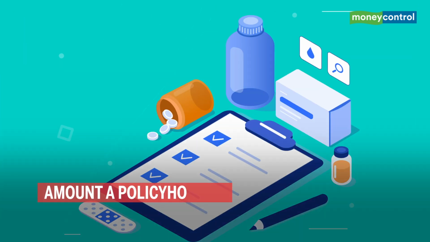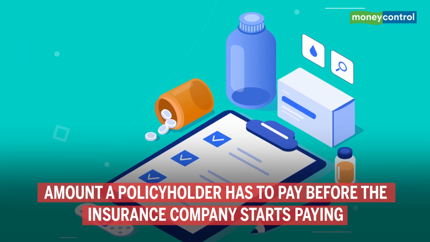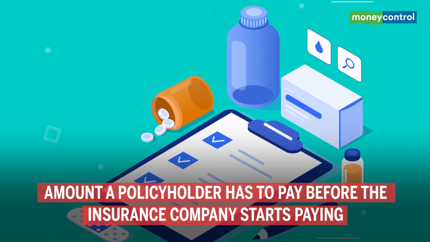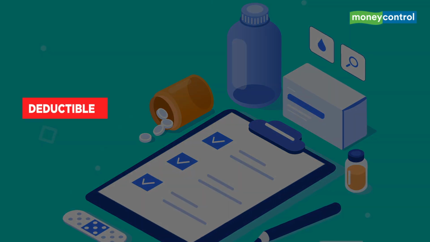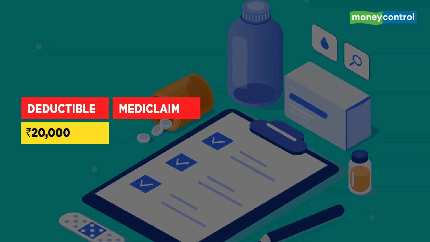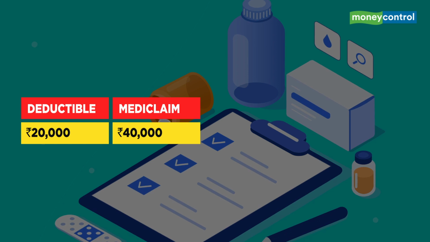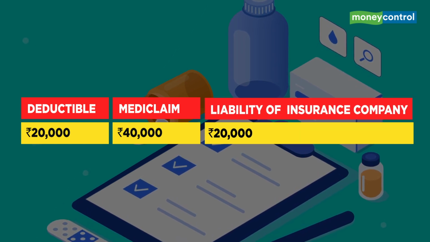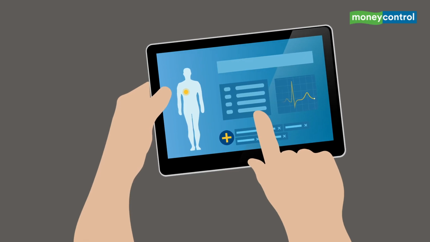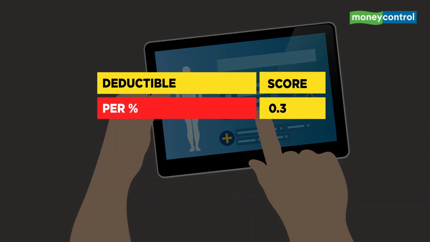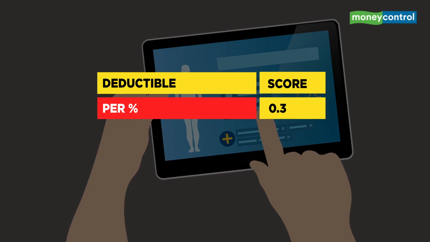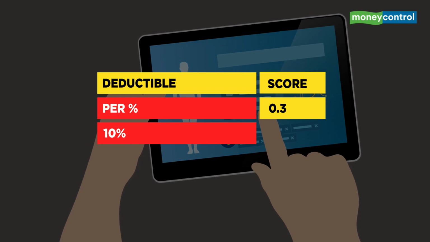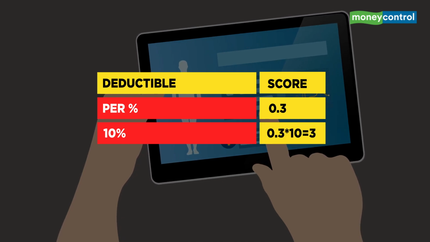Deductibles. A deductible is an amount a policy holder has to pay before the insurance company starts paying up. For example, if the deductible in a health insurance policy is Rs 20,000 and the Mediclaim is Rs 40,000, the insurance company is liable to pay only Rs 20,000. IRDAI has said that a score of 0.3 is given for every 1% of deductible in the policy. If a health policy has a deductible of 10%, the score will be 3.